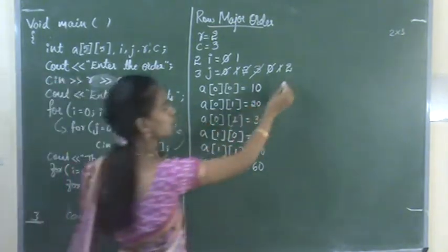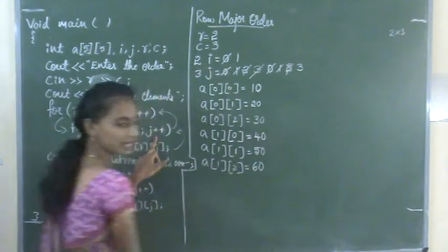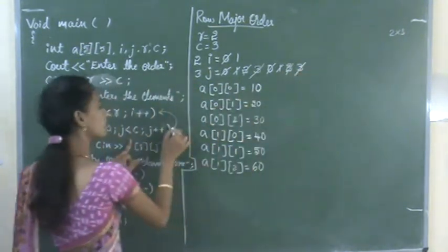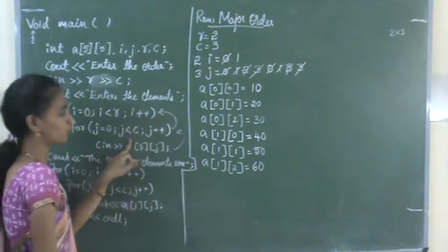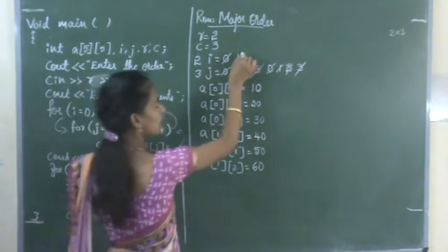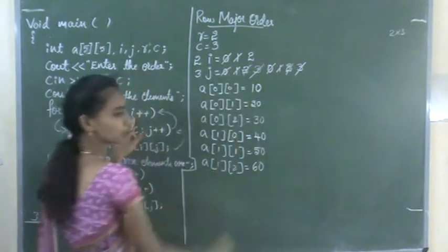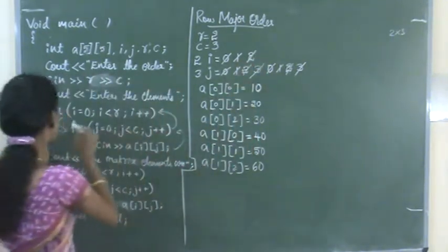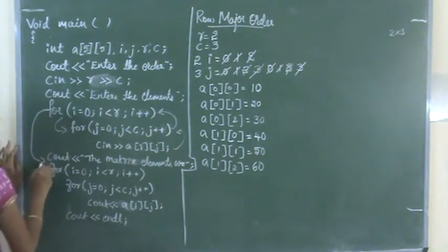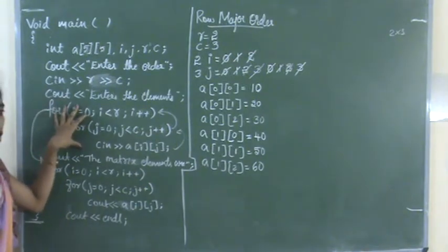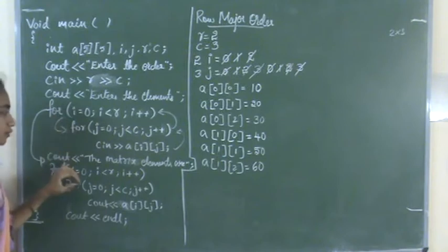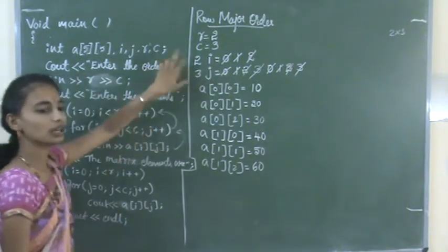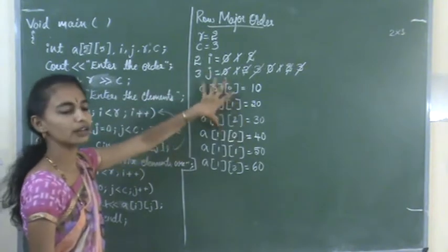Now the j value is incremented, that is 3. 3 less than 3 is false, so it will go back to the for loop. Now increment the I value. So I value becomes 2. 2 less than 2 is also false. It comes out of this block of code, means it comes out of this for loop. So this is the way the elements will be stored row wise.